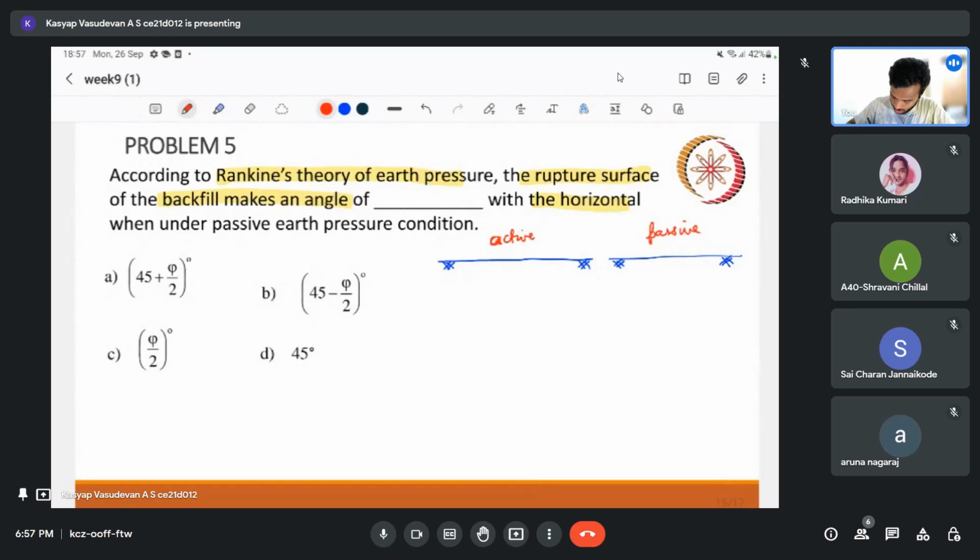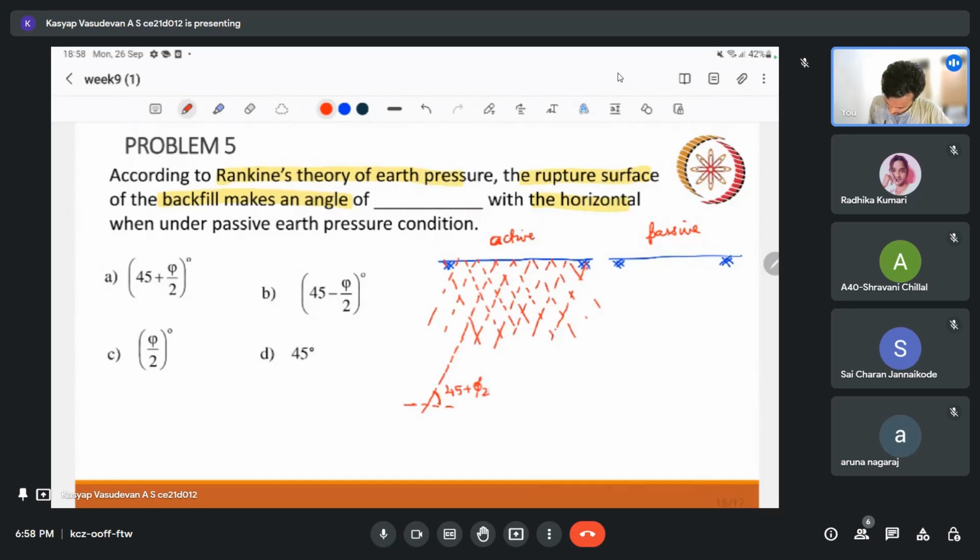So the slip lines will be, in the active case, more of steeper lines. It will be like this, a diamond shape. So the lines will be steep. I can project one line, and if I take this angle, this will be 45 plus phi by 2. So it is quite clear that this angle is greater than 45. That's why I mentioned it is a steep case. This will be 45 plus phi by 2. But in the passive case, it will be less steep. So it will look something like this.